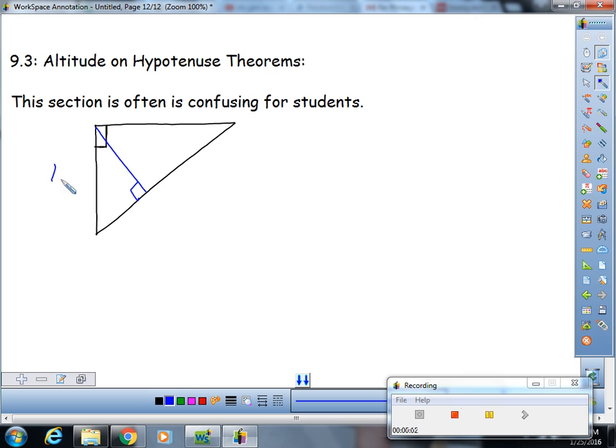Okay, so keep in mind, this is a leg, this is a leg, and this whole thing is the hypotenuse. Now let's give this figure some letters.